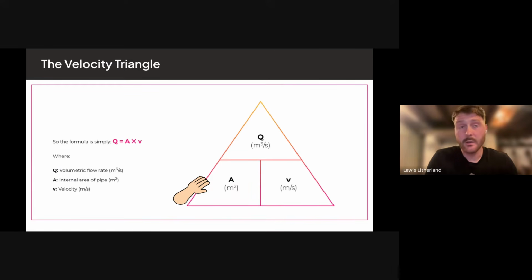And then bottom right-hand corner is velocity. And that's what this whole unit is centered around. Velocity, as we've already mentioned, we're measuring in meters per second. So really important triangle, one to write down, one to try and get into your brain eventually. But you need this written down whilst you're going through these assessments, this module.